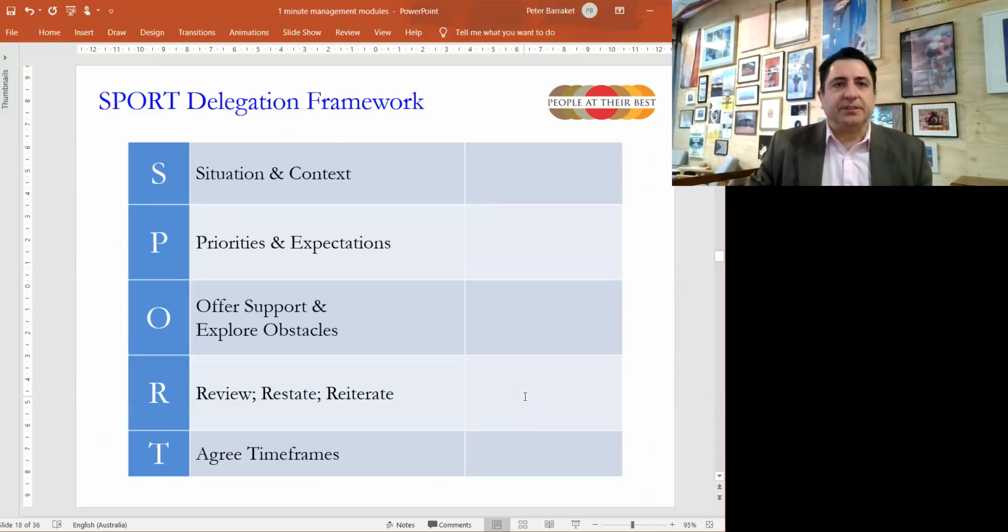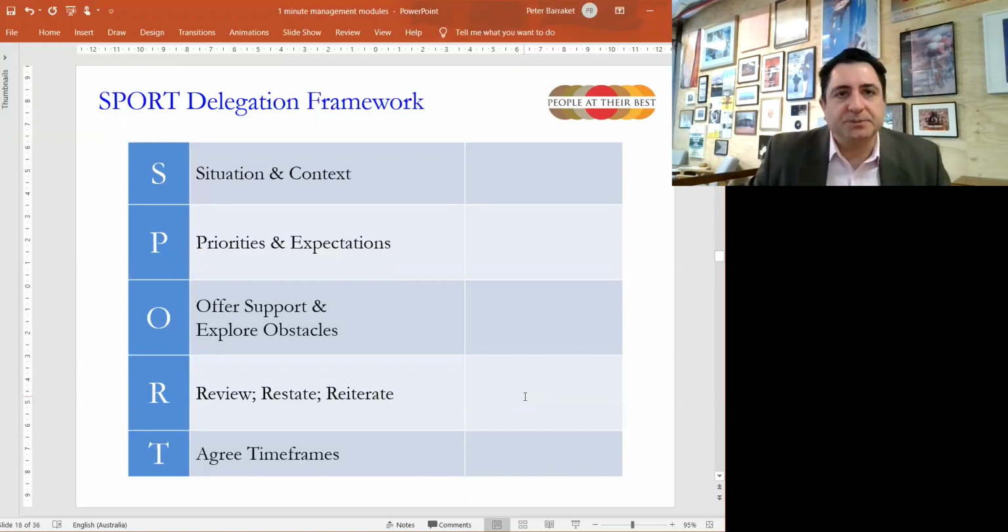The S is for the situation and context. As I said, the context, why are you asking them to do a particular piece of work, for their development or to help you, because they've got a strength or because they need to develop a strength. The P is priority. Be very clear about what you expect, the outcomes you expect. Set a benchmark for performance. Is it speed, accuracy, quality, customer service? Make it clear what is the benchmark of performance that you expect from that person doing it.